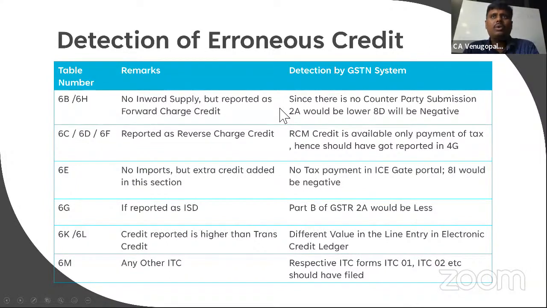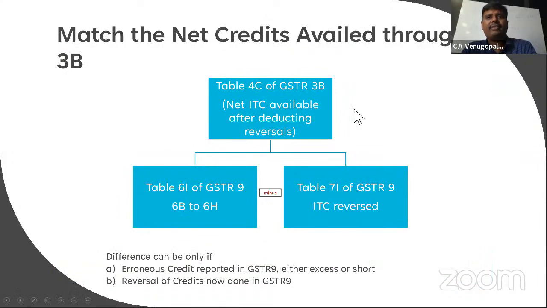Now, how do we match it with the credit that I have availed? For the credit that I have availed in this year, there will not be any credits of TRAN, or in a very rare case, we will have ITC 01/02. Ideally, the value 4C, the net input tax credit as per GSTR 3B, should be matching with the gross value 6B to 6H, and 7I, which is reversals. So the total value we report under 7J of GSTR 9.